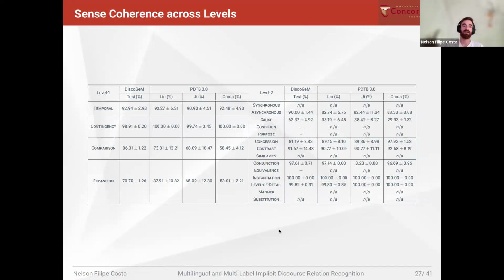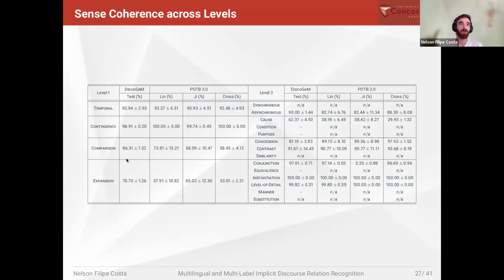And then what's probably more interesting is the sense coherence across levels. As we saw, the way the PDTB framework defines senses is through that hierarchy of level 1, level 2, level 3. So what we're interested in seeing is if our multitask model is coherent in its prediction. If at level 1 it predicts a temporal relation, does its level 2 prediction make sense or not? If it predicts at level 2 asynchronous, then it makes sense, it's coherent.